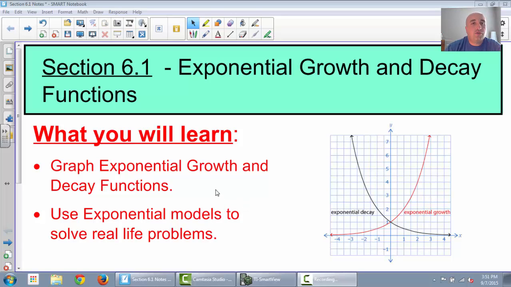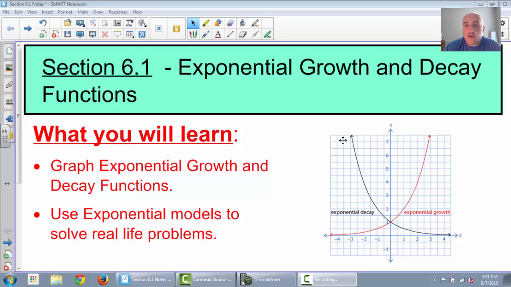All right, welcome to Chapter 6, Section 1. We're going to talk about exponential growth and decay functions. What you will learn is how to graph exponential growth and decay functions, and you'll also be able to use these exponential models to solve some real-life problems that you may encounter sometime in your life.